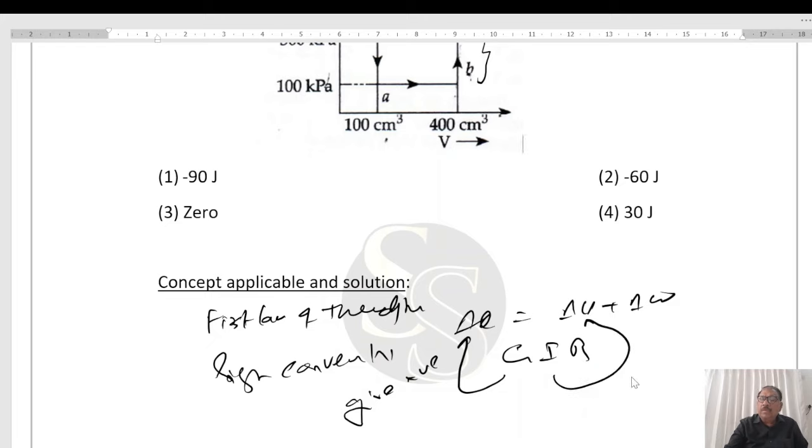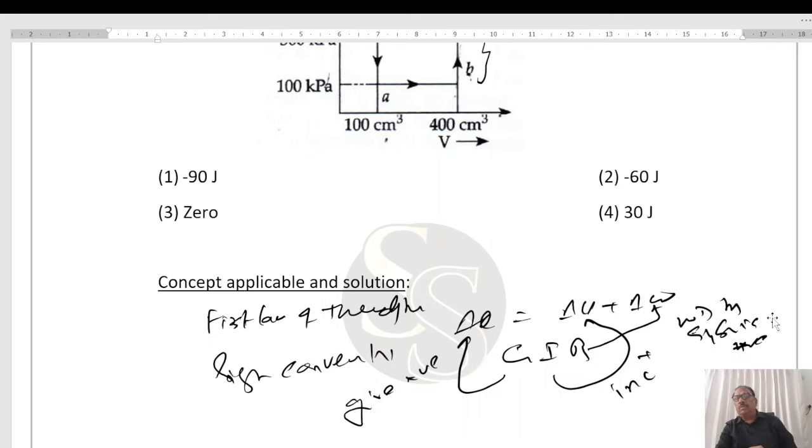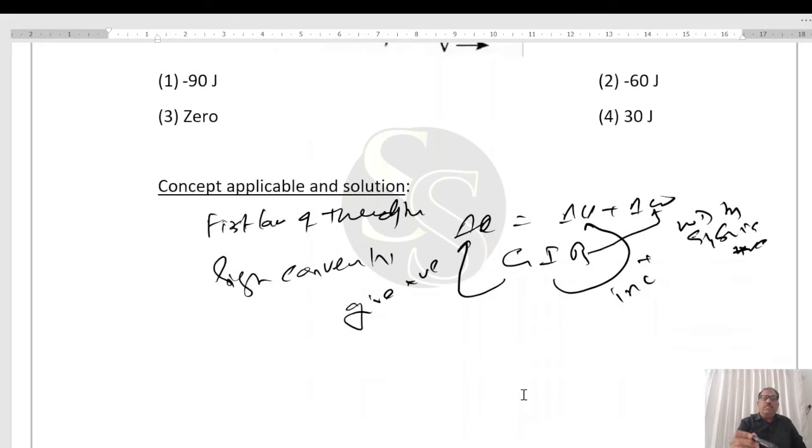Increase in internal energy is positive, decrease is negative. Then work done by the system is positive and work done on the system is negative. Right? Now, also there is further information.